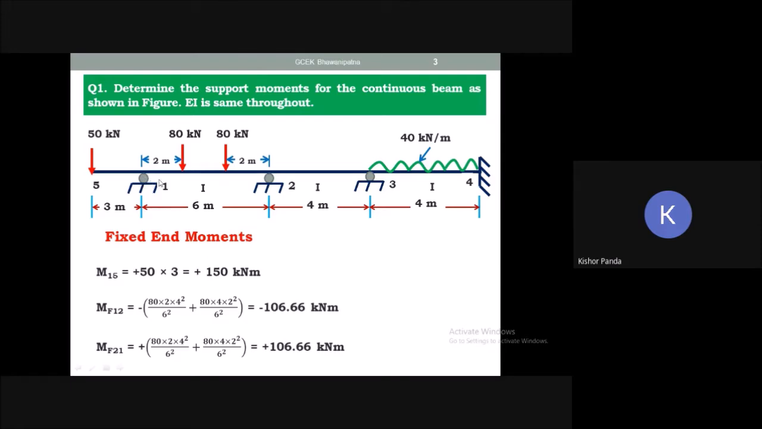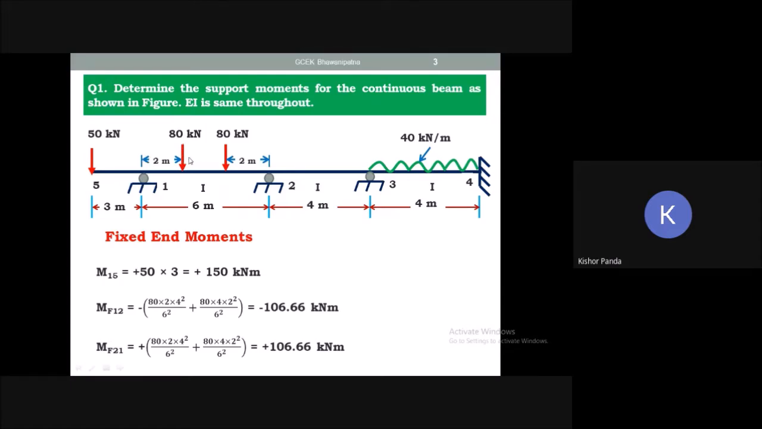Then find out the fixed end moments for 1, 2 and 2, 1, MF12 and MF21. You have to take these as eccentric loadings and find out MF12 and MF21. So first you find out MF12. Take this concentrated load as an eccentric loading.